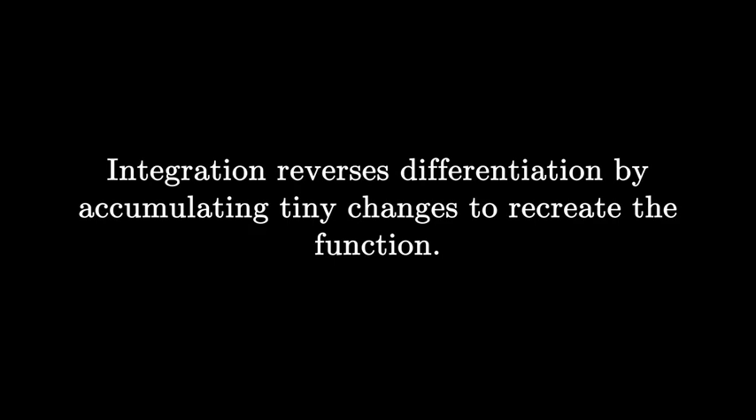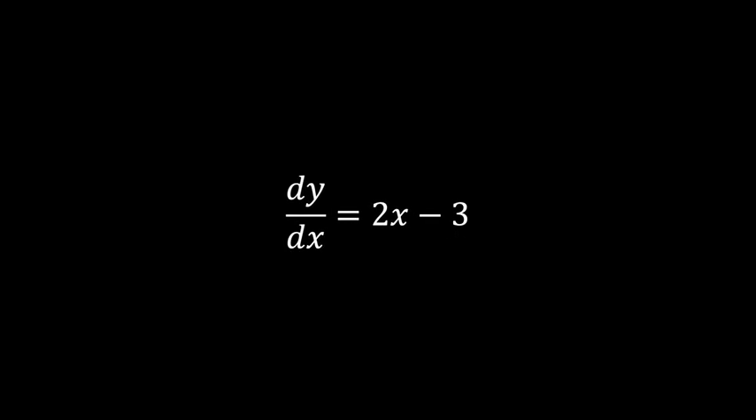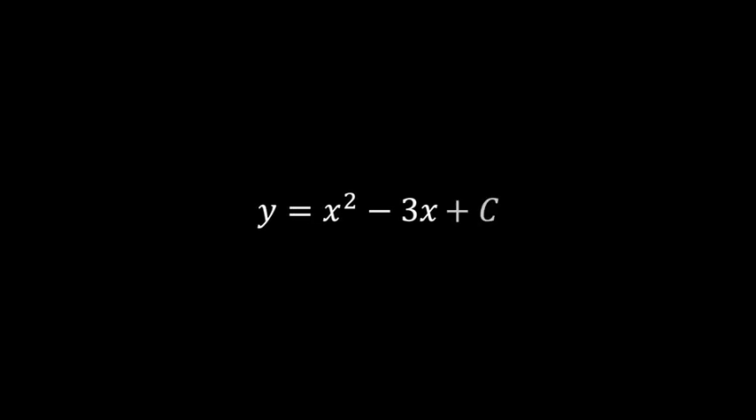Differentiation, which finds the slope of a curve, loses information. For example, if you differentiate the function x squared minus 3x plus 5, the result is 2x minus 3. Notice that the constant 5 disappears during differentiation. When we integrate 2x minus 3, we know the result will involve x squared minus 3x, but we have no way of knowing whether the original function had a constant like 5. To account for this uncertainty, we add a constant, which we call c.